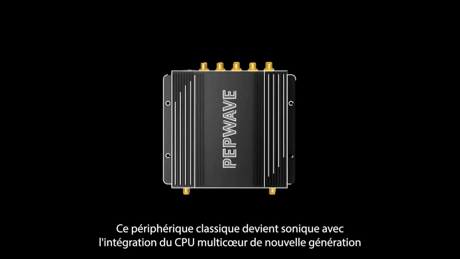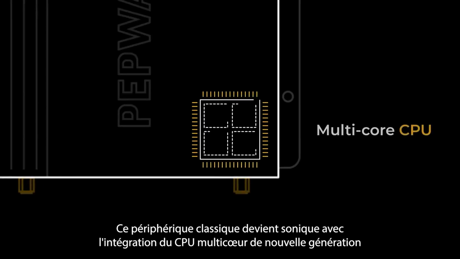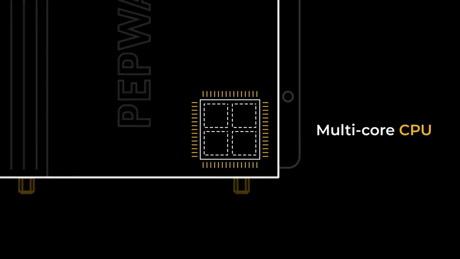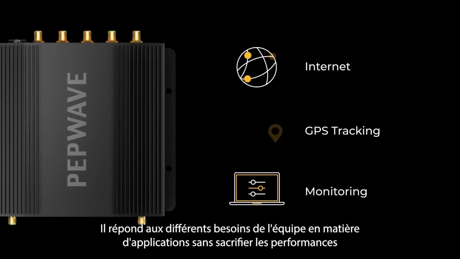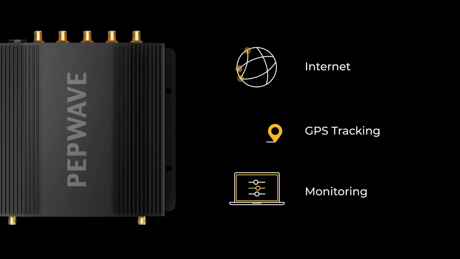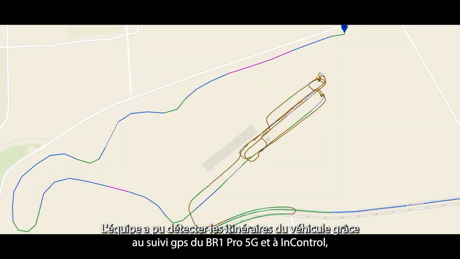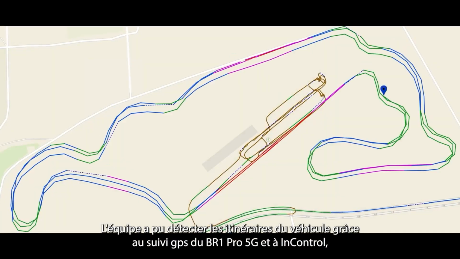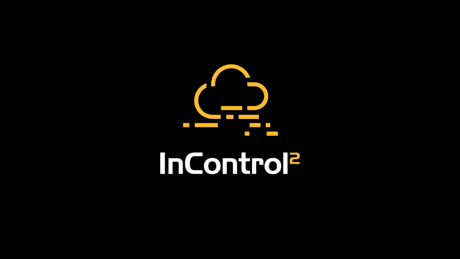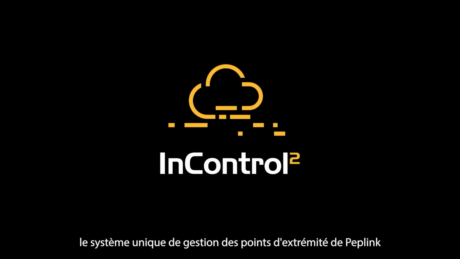This classic device goes sonic with the integration of the new generation multi-core CPU, supporting the different application needs of the team without sacrificing performance. The team could monitor the vehicle's route through the BR1 Pro 5G's GPS fleet tracking and InControl, Peplink's one-stop endpoint management system.